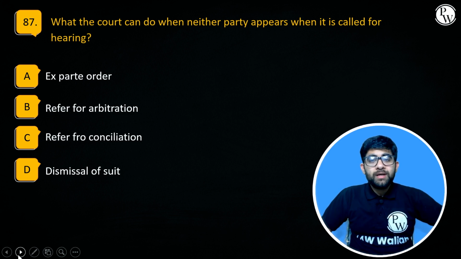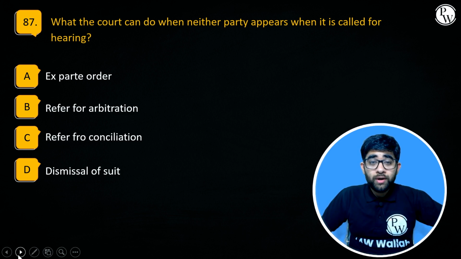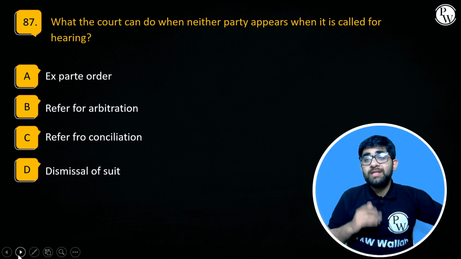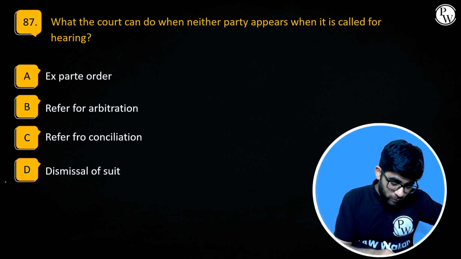Next, what the court can do when neither party appears when it is called for hearing: ex parte order, refer to arbitration, refer for conciliation, or dismissal of suit. The same can be done with dismissal of the suit if no one is present.